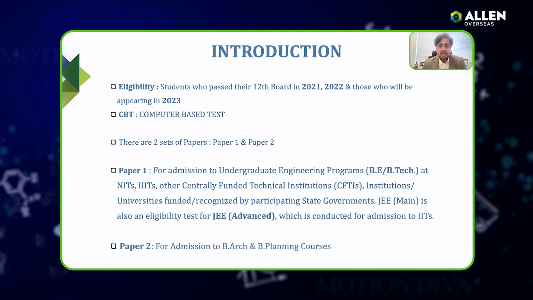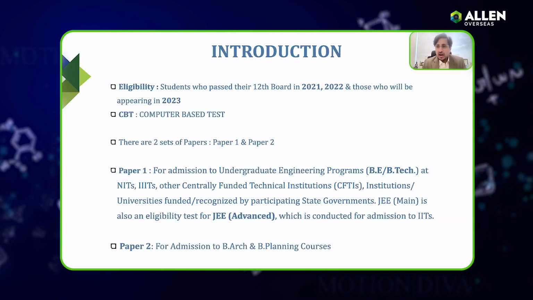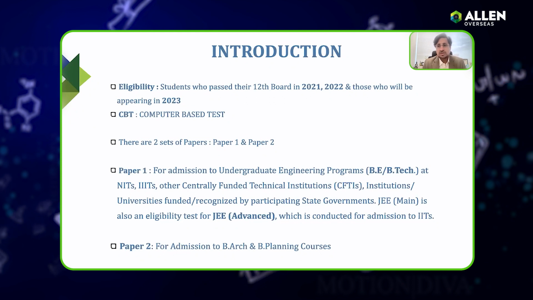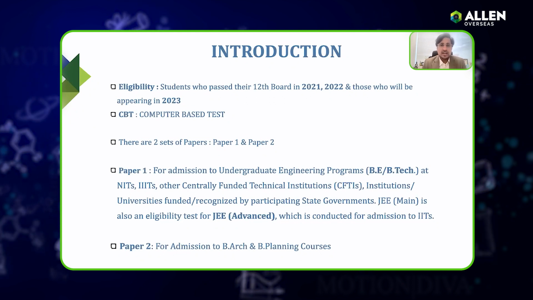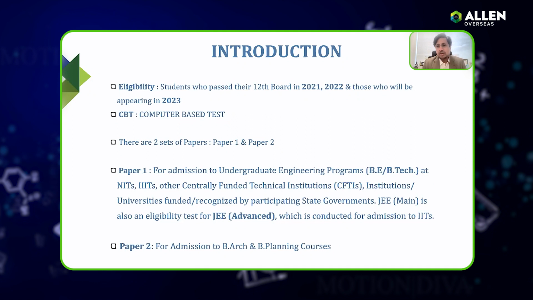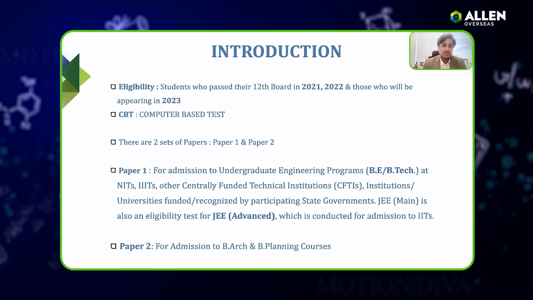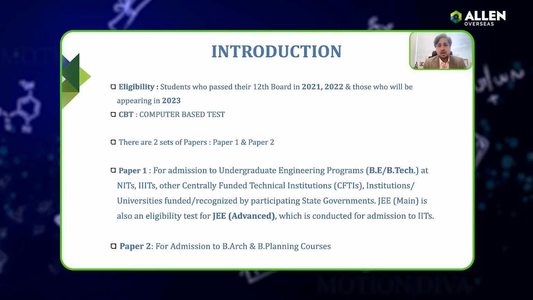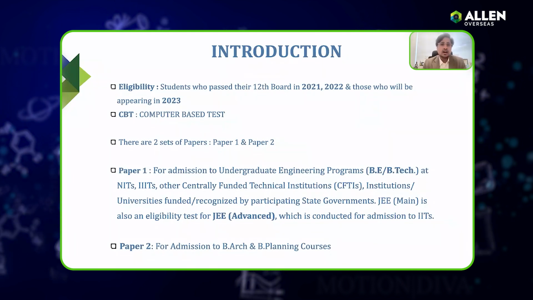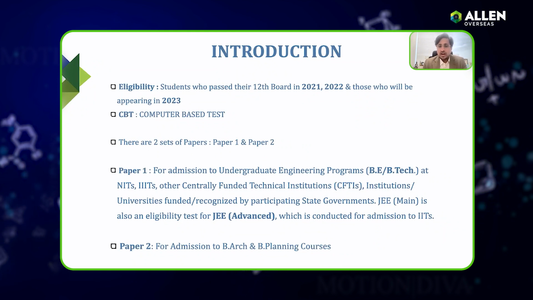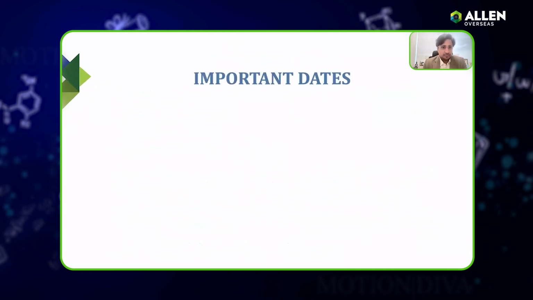Paper 2 is basically for the admission to B Arch and B Planning. I have included paper 2 because some of the registrants mentioned that they will be giving the B Planning and B Arch examination also. But most of the students who are attending this session will be giving paper 1, which is for the undergraduate engineering programs, BE or BTech.